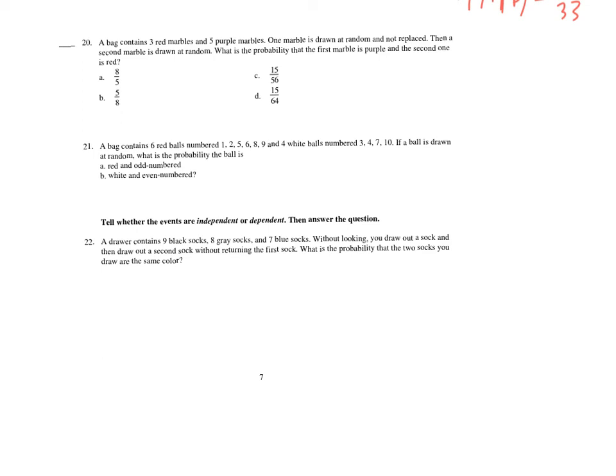All right, next up it says a bag contains 3 red marbles and 5 purple. These are not replaced now. We had a problem earlier where they were. And it says what's the probability the first marble is purple, second one is red. So purple on the first one is going to be 5 out of 8. And then I need to multiply that by, I need the second one to be red, but since we're not replacing, our denominator is going to drop down to 7. And we're going to assume we got a purple ball the first time, so that means we still have 3 red balls left over.